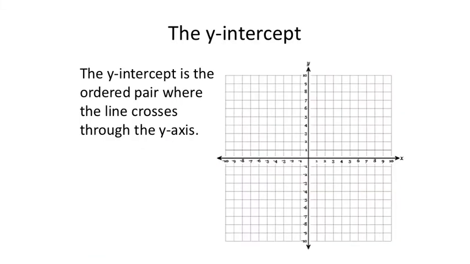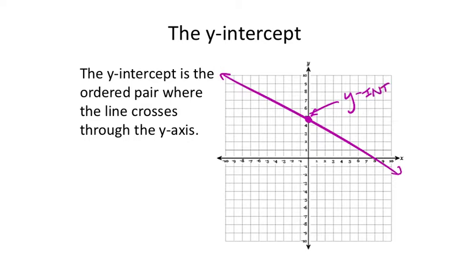The other vocabulary word we're going to need to be familiar with is the y-intercept. The y-intercept is the ordered pair where the line crosses through the y-axis. So if I had a number line, something like this, right here, I would have this ordered pair right there. It's almost at 0.5, but it's not quite there. That ordered pair, whatever it is, that would be my y-intercept.